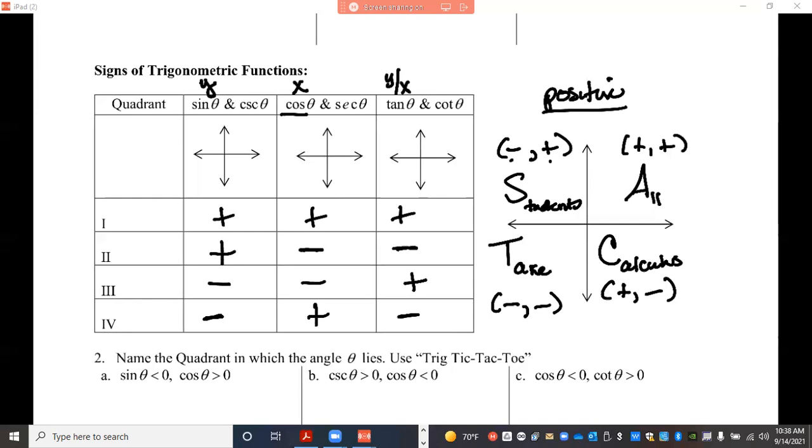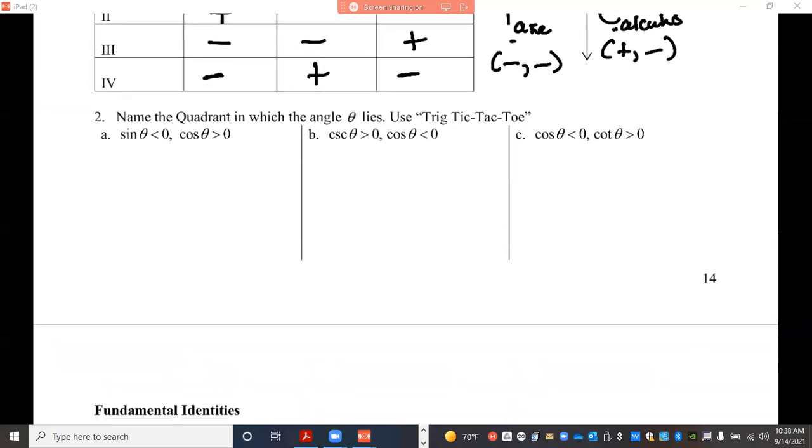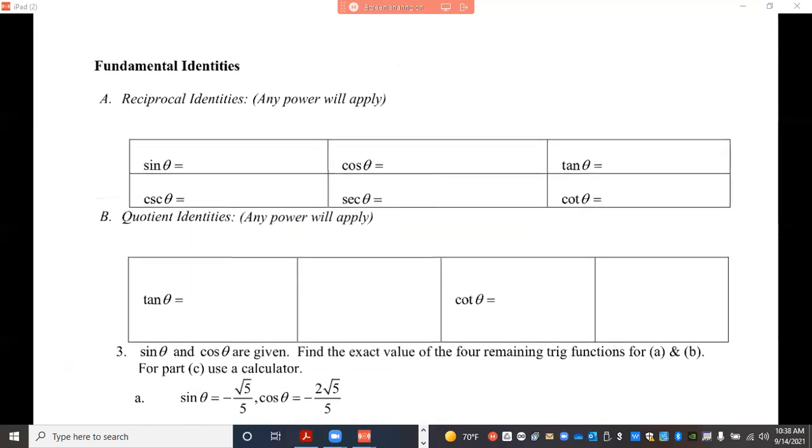Remember, everything's positive in quadrant 1. Only sine and cosecant are positive in quadrant 2. Tangent and cotangent are positive in quadrant 3. Cosine and secant are positive in quadrant 4. And like I said, we'll come back and do those examples together.